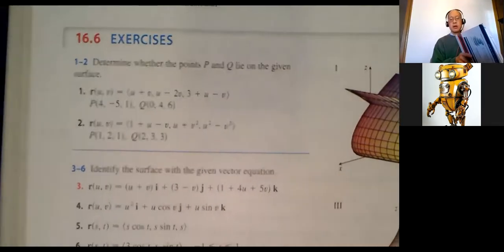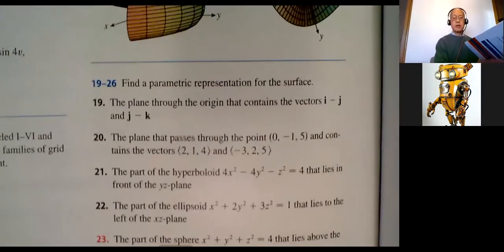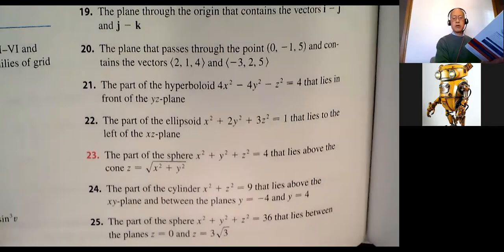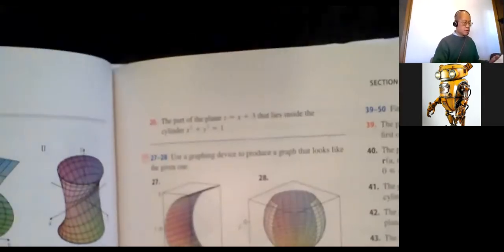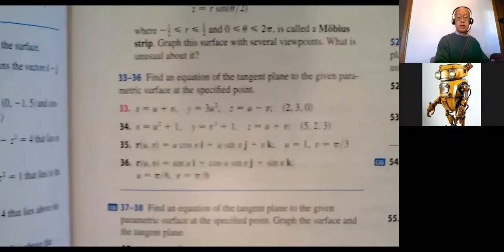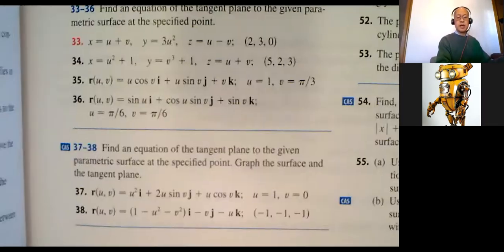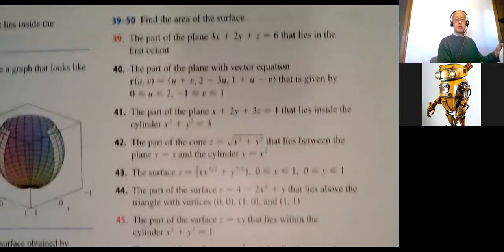All right, so here we go. We had to go up to what problem again? Was it 49, I think? Okay, I don't remember if I showed you all this yet, but I'll show it to you again anyway. I didn't give you any matching, that's too difficult. Find a parametric representation. As usual, my goal is to show you how to do some of them, and then hopefully you can do the rest. And then 33 to 49: tangent plane, and find the area of the surface.